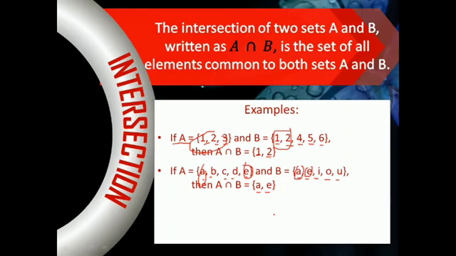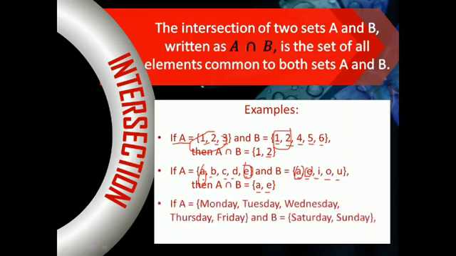That is the answer. For the third example, if A has the elements Monday, Tuesday, Wednesday, Thursday, and Friday, and B has the elements Saturday and Sunday, what do you think is the intersection of these two sets? So the answer is the intersection of A and B is an empty set or a null set. It is because there is no element that is present in both set A and set B. That is why it is a null set. And that is the concept of intersection of sets.